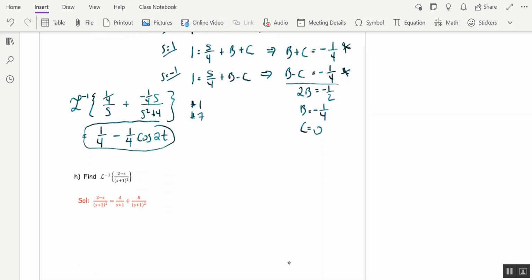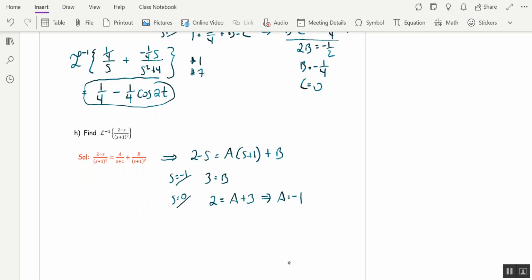This is a repeat linear. And so I've done the partial fraction decomposition. Again, you can look on the last page. And so I want to clear fractions. 2 minus s is a times s plus 1 plus b. All right, if I let s equal negative 1, then I get 3 is b. And if I let s equal 0, I get 2 equals a plus b, but b is 3. So now I know a is negative 1.